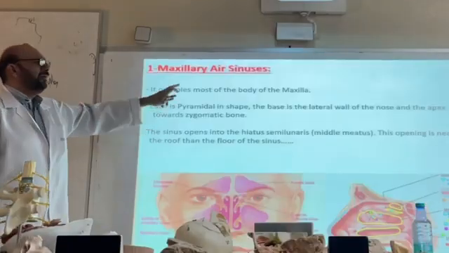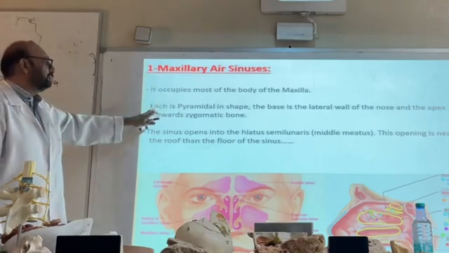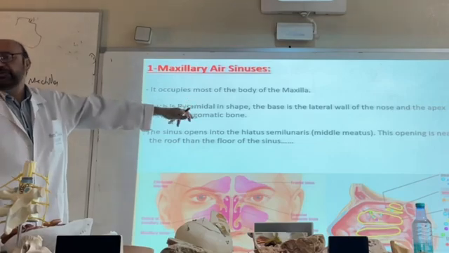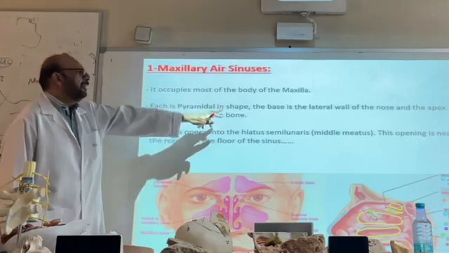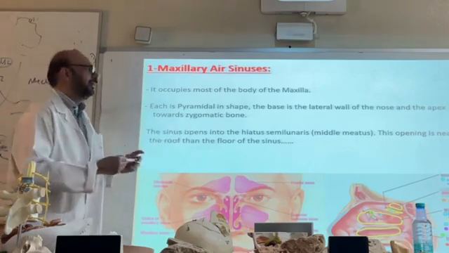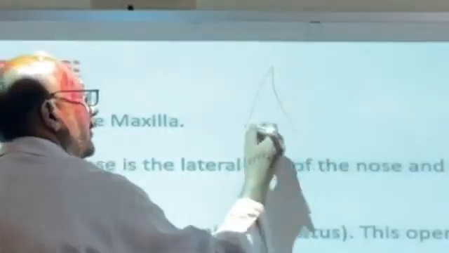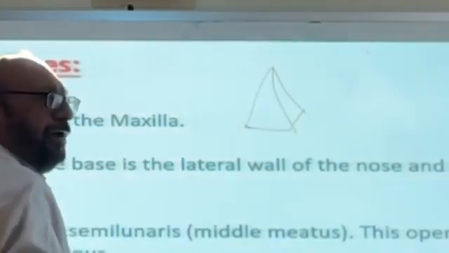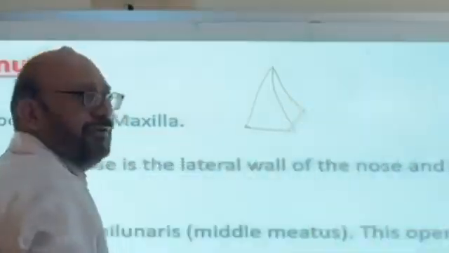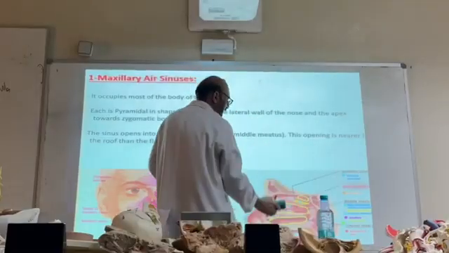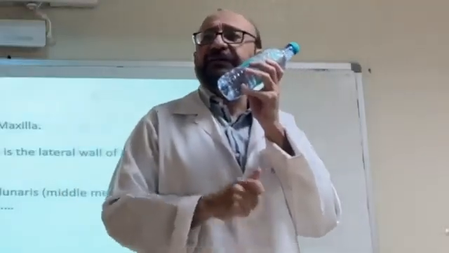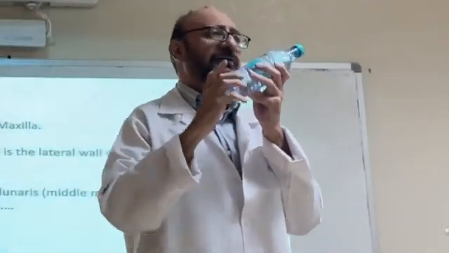It occupies most of the body of the maxilla, the maxillary air sinus. Each is pyramidal in shape. You know pyramids? Egyptian pyramids? Yes. They are pyramidal in shape. The base is lateral to the wall of the nose and the apex is towards the zygomatic bone. Here is a pyramid. Tilted like this, so towards the zygomatic bone. It's like this. The problem with this sinus is, suppose this is my maxillary air sinus like this. Like a pyramid.